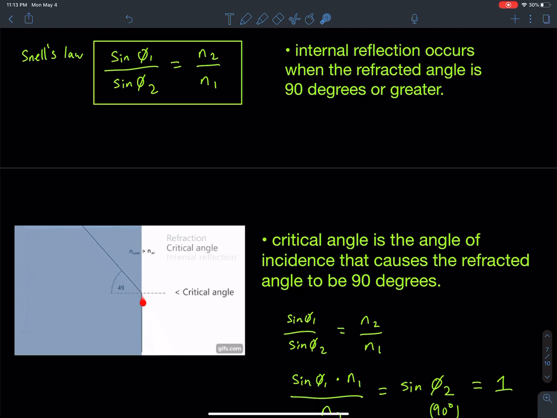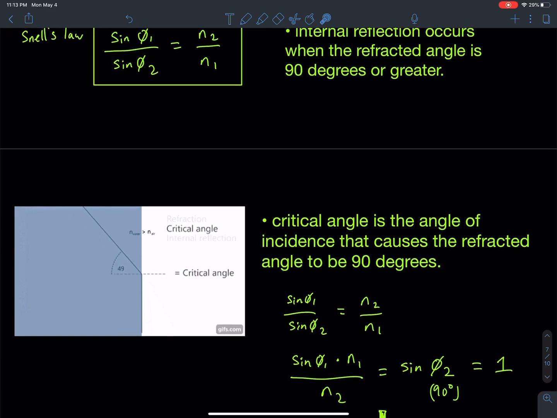And they would see that the angle of refraction eventually approaches 90 degrees, which means that the 49 degree angle of incidence is equal to my critical angle. That's where light is just skimming the surface. Any angle of incidence greater than 49 degrees is going to cause total internal reflection between water and air. Okay? And so how would we calculate 49 degrees? Let's try to do that with Snell's law.